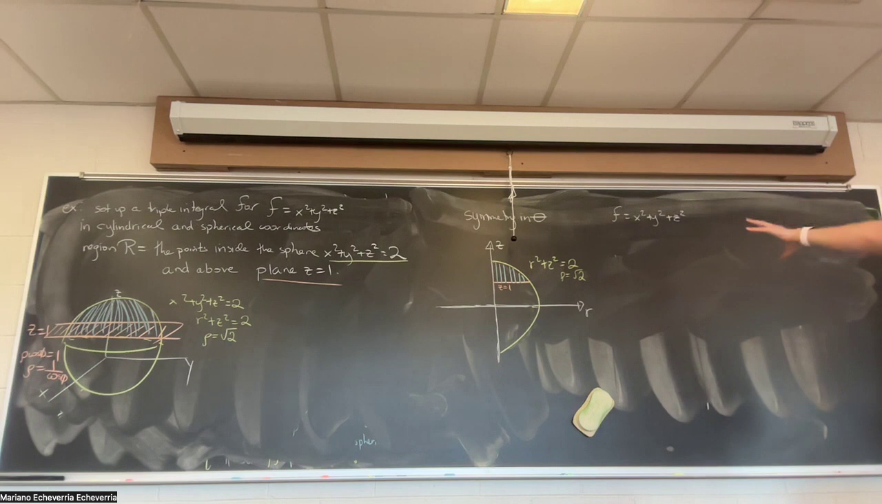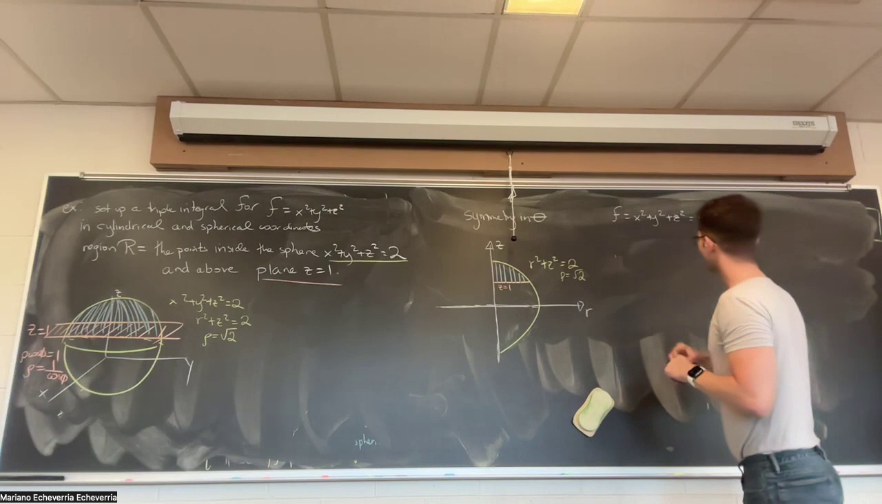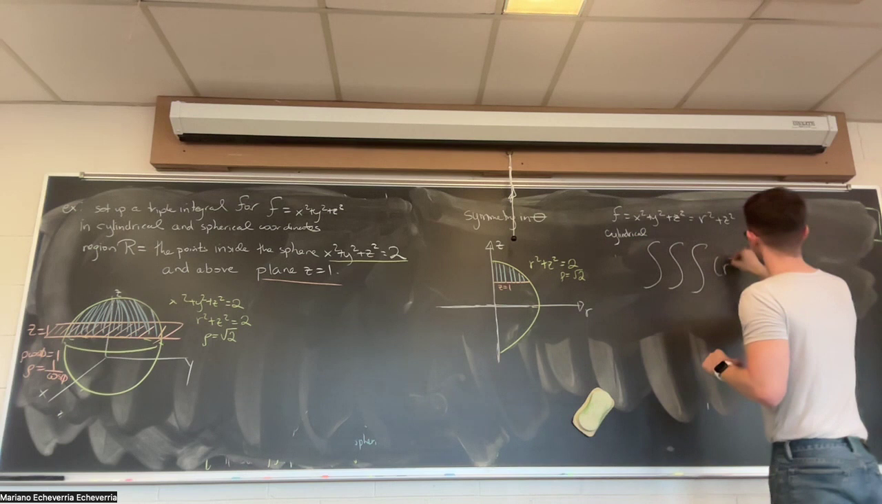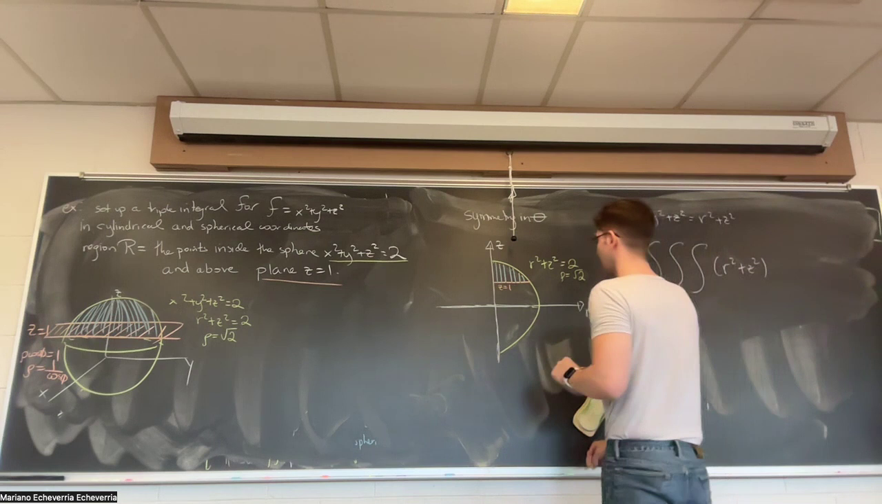Okay, so the function was this. That's what I was trying to integrate. So x squared plus y squared is r squared, so the function in cylindrical is r squared plus z squared. When you do the triple integral, the function is going to be r squared plus z squared. I'm doing cylindrical first just to emphasize this. And if you remember, in cylindrical, dV is r dz dr d theta. So you get r dz dr d theta.